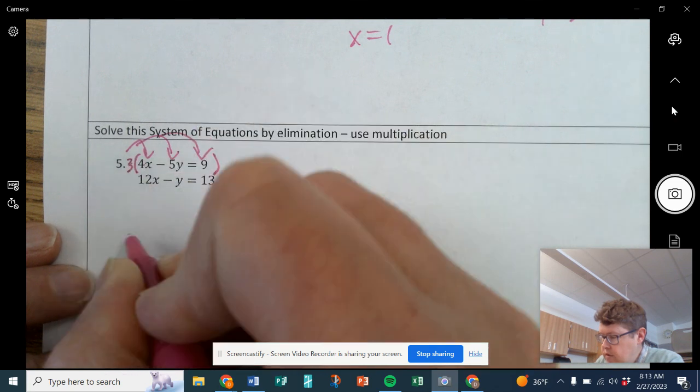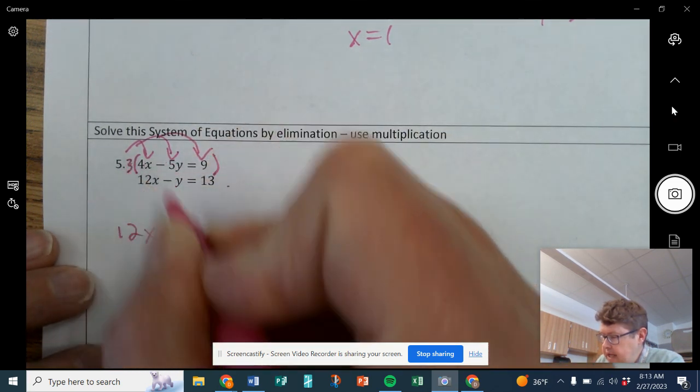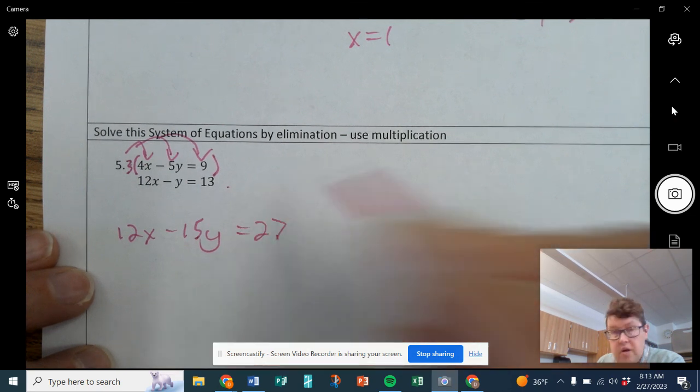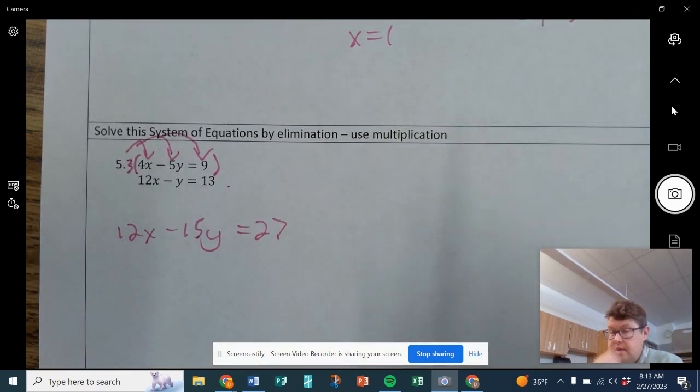Okay, 3 times 4 is 12x. 3 times negative 5 is negative 15. And 3 times 9 is 27. Again, if you struggle with that kind of math, please use the calculator.